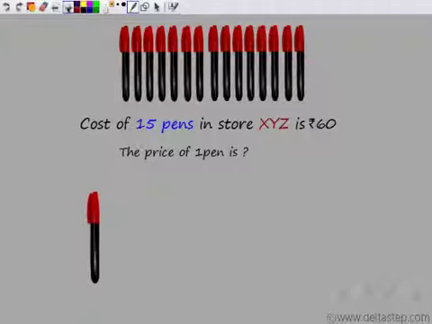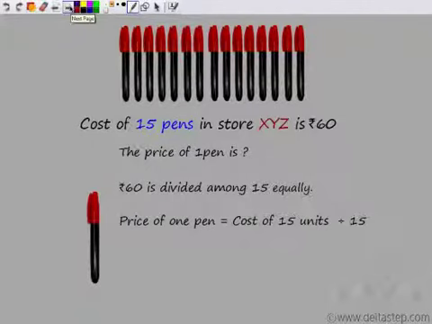Well, the 60 rupees have to be divided equally among 15 pens. Each pen would cost the same. So 60 is to be divided among 15 equally. That is, the price of 1 pen would be the total cost divided by 15, because you have to divide the cost equally among 15 units.